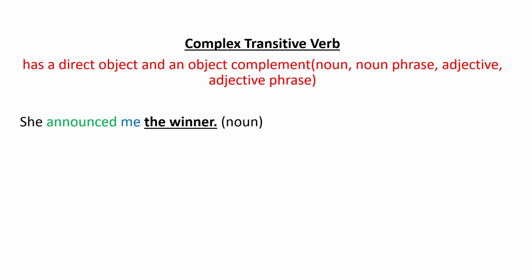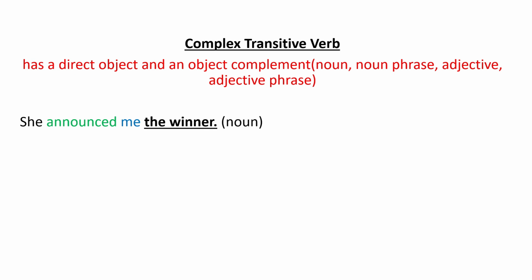She announced me the winner. Here, she announced whom? Me. Me is a direct object. The winner is describing who? Me. It is telling something about me. So the winner here is a noun. So she announced me the winner in this sentence. Announce is a complex transitive verb.